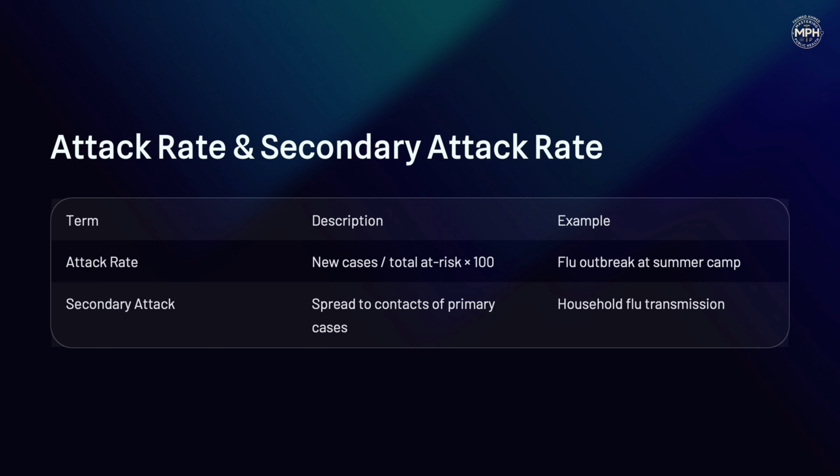Attack rate and secondary attack rate. When disease spreads rapidly, we use attack rates. Attack rate equals new cases divided by the population at risk at the beginning, times 100, and is often used during outbreaks. Secondary attack rate measures spread among close contacts. For example, in a flu outbreak, SAR helps track how many household members became sick after exposure. These are especially useful in field epidemiology and outbreak investigation.